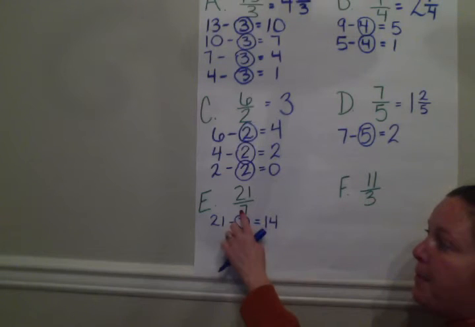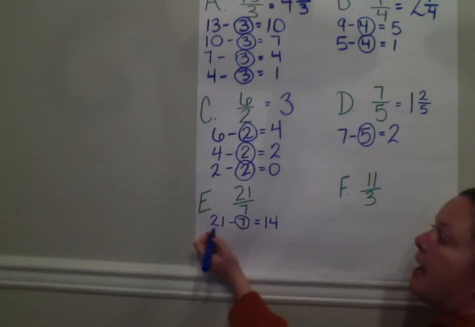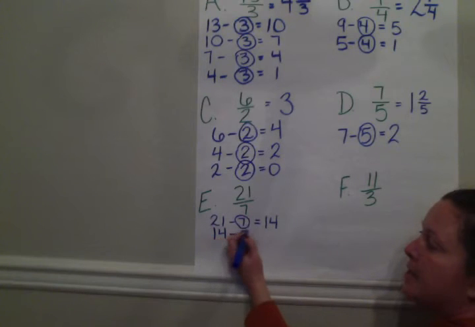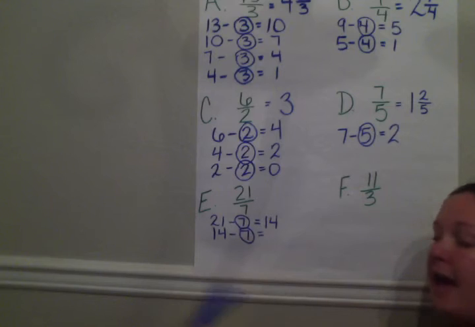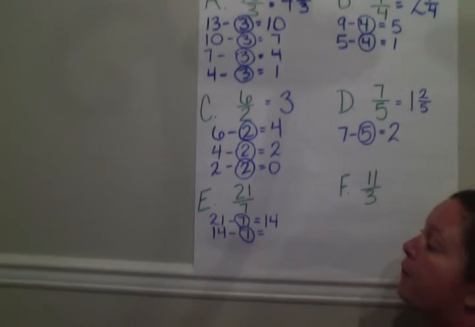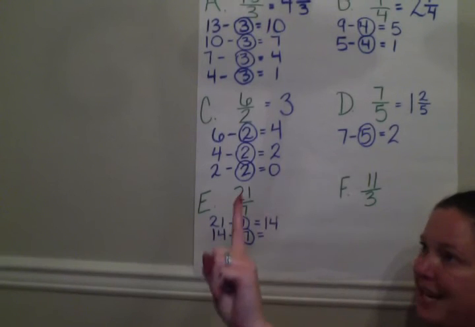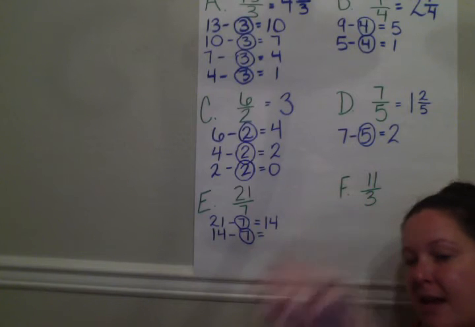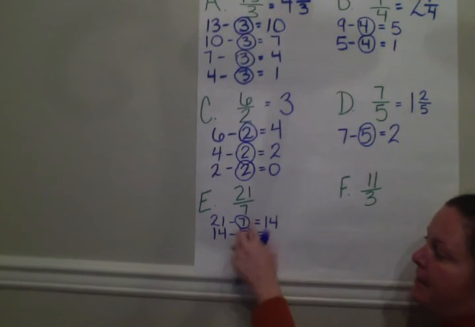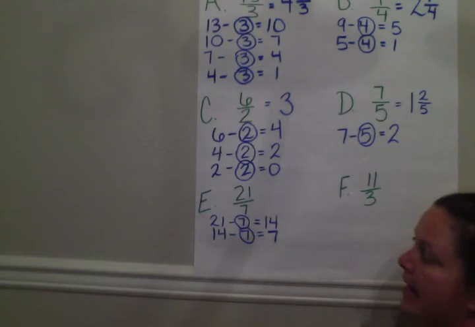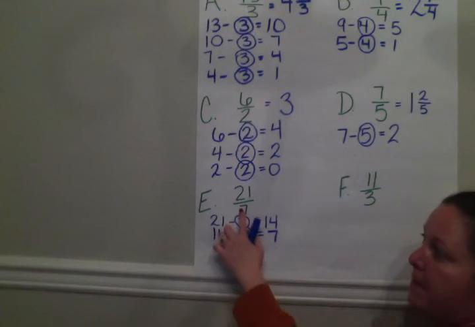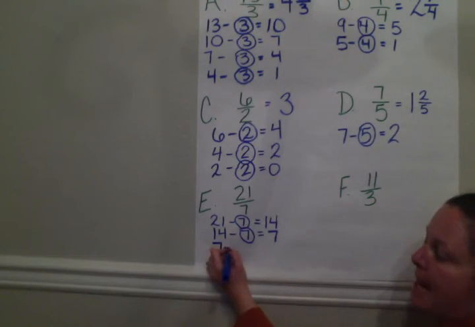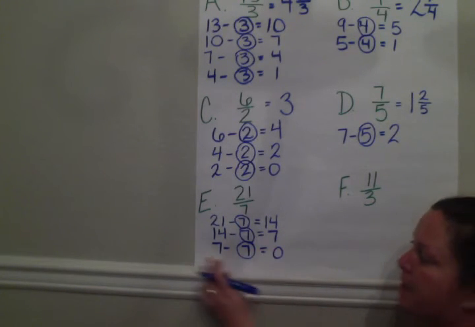Well, this number is still bigger than my denominator, so I can keep going. I'd have 14 minus another group of 7. Again, if you're not sure, check your work. So 14, 13, 12, 11, 10, 9, 8, 7. So I know 14 minus 7 is equal to 7. I can't stop just because these are equal to each other. I've got to keep going. I want my leftover part smaller than my denominator. So 7 minus another group of 7 is going to give me 0.